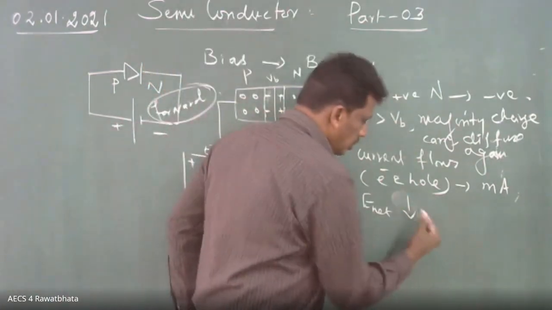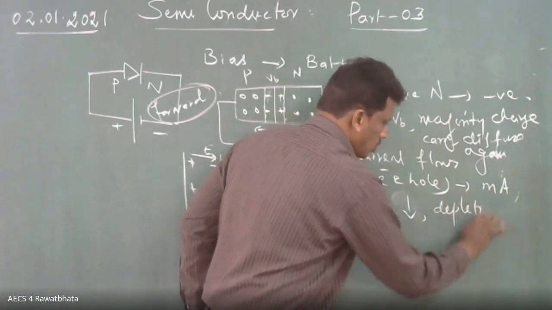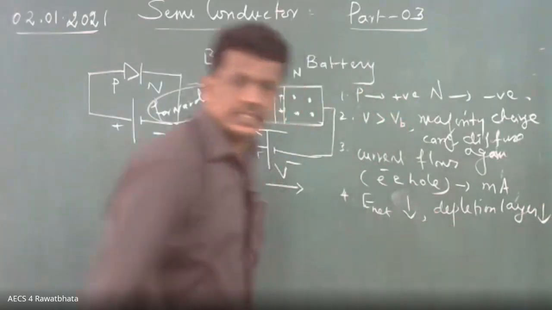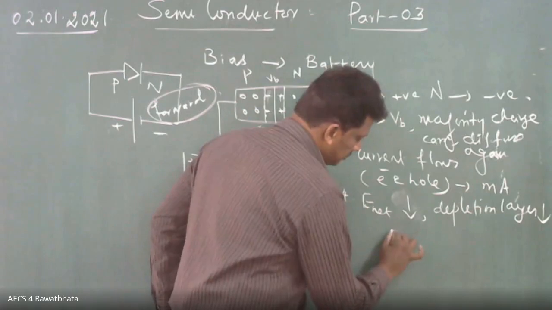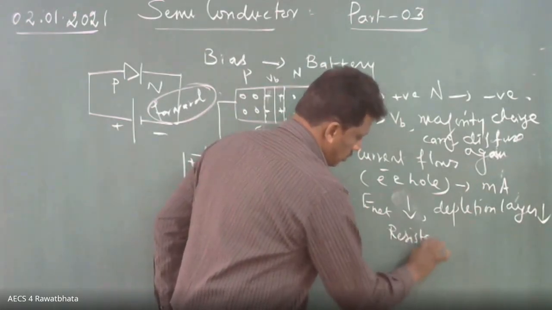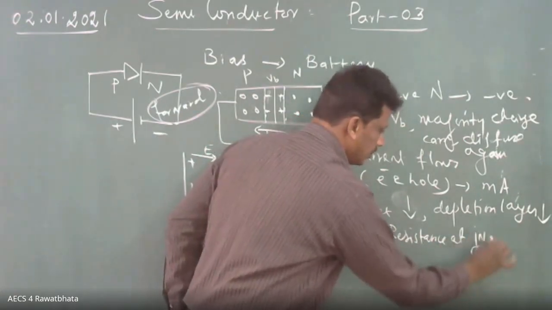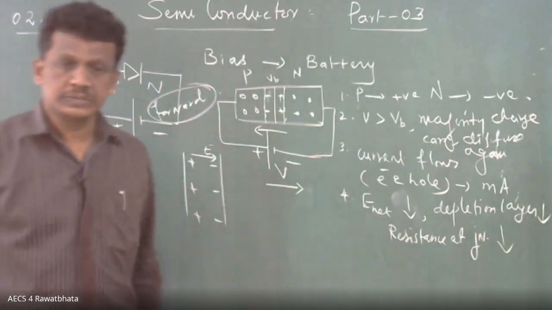Okay. So the width of the depletion layer decreases, the potential barrier decreases, and the resistance at the junction decreases. These are the points, please write them.